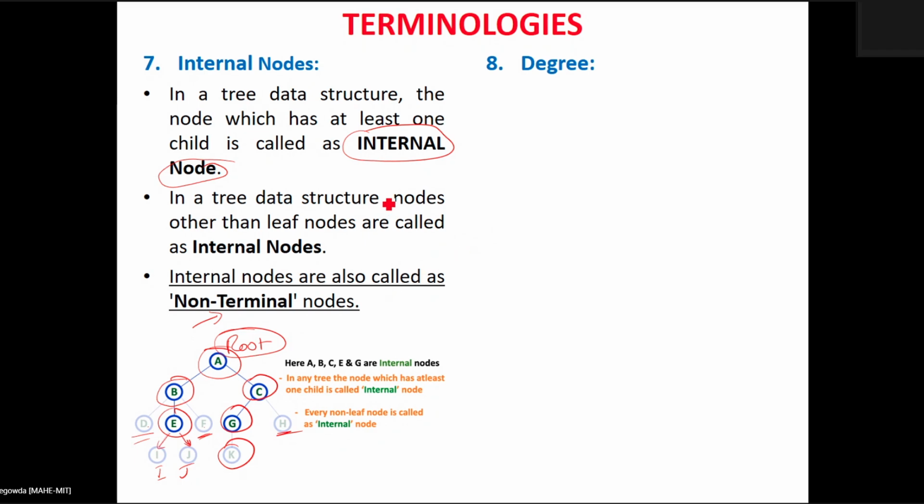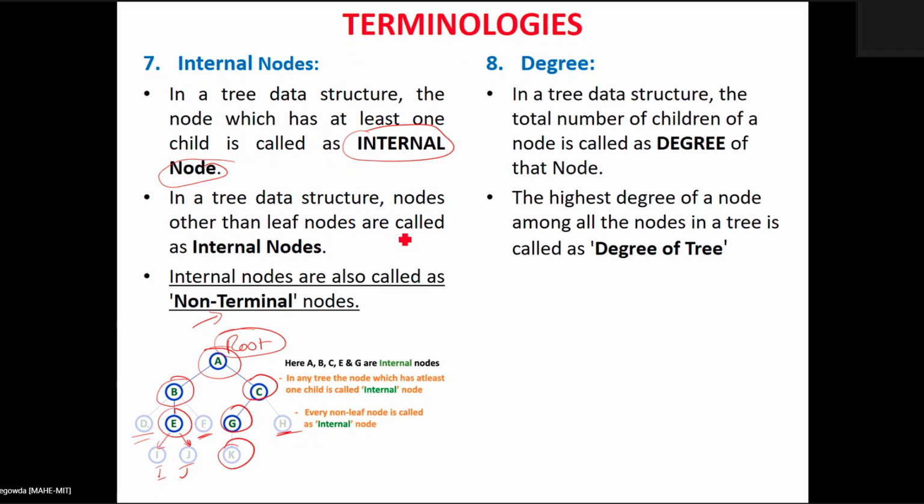Next, the term is the degree. The degree of a node represents the number of children of a node. This means that the total number of children of a node is called the degree of that node. And the highest degree of a node among all the nodes in a tree is called the degree of the tree. I mean that for any given tree, whichever node has the highest degree, that is the degree of the tree.